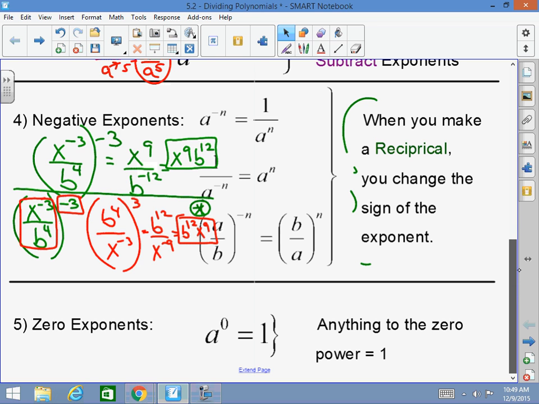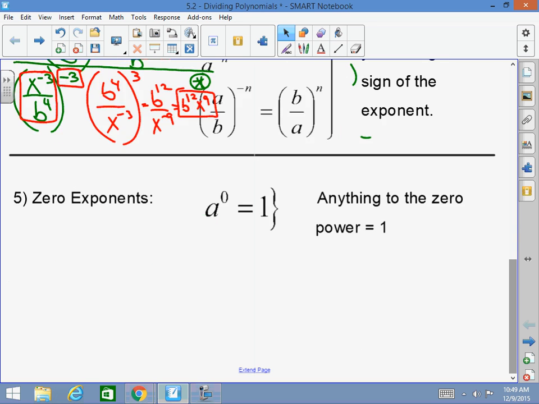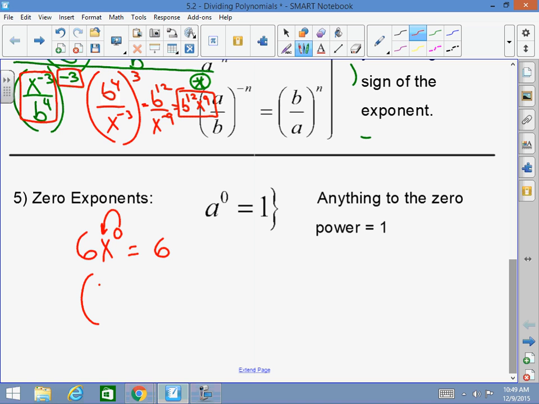Zero exponents: anything to the 0 power is 1. Please be careful. If I have 6x to the 0, it's affecting the x, so this will equal 6. If I have parentheses, (6x) to the 0 is affecting the 6 and the x, so that would equal 1. Please be careful of that. Okay. All right. Does that make sense?